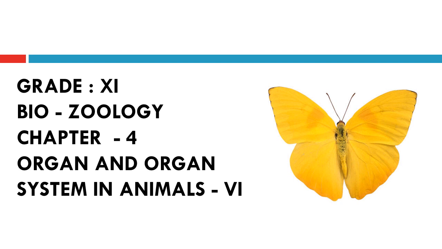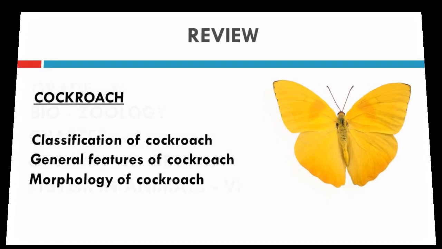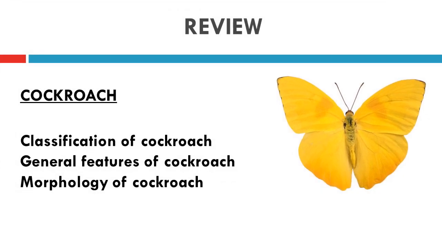We are discussing chapter 4, organ and organ system in animals, and today part 6. In the previous sessions, we discussed the cockroach, one of the invertebrates. In the last session, we discussed the classification of cockroach, general features of cockroach, as well as the morphology of cockroach.